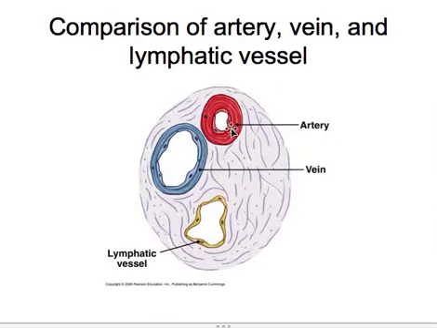So again, we know what an artery looks like with its very thick tunica media, and there's a vein with a thinner tunica media, and then we have our lymphatic vessel that is, again, thinner walled.